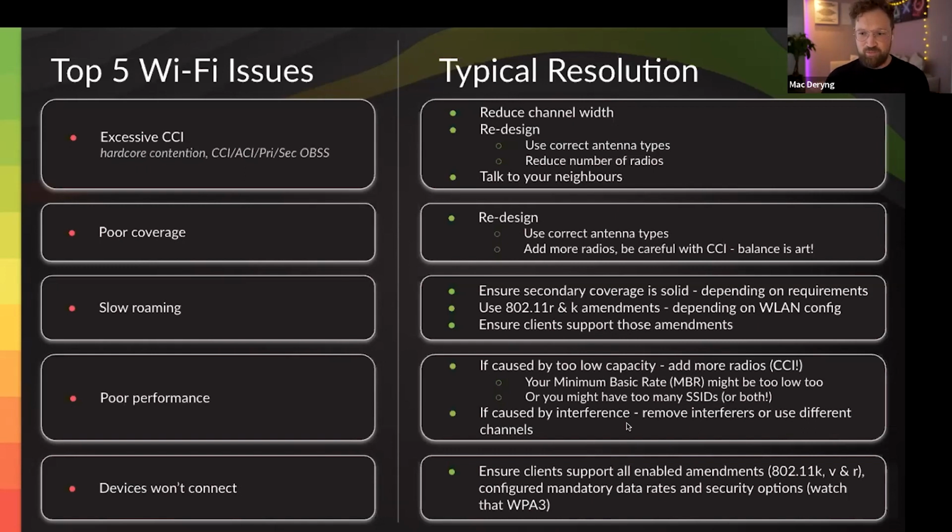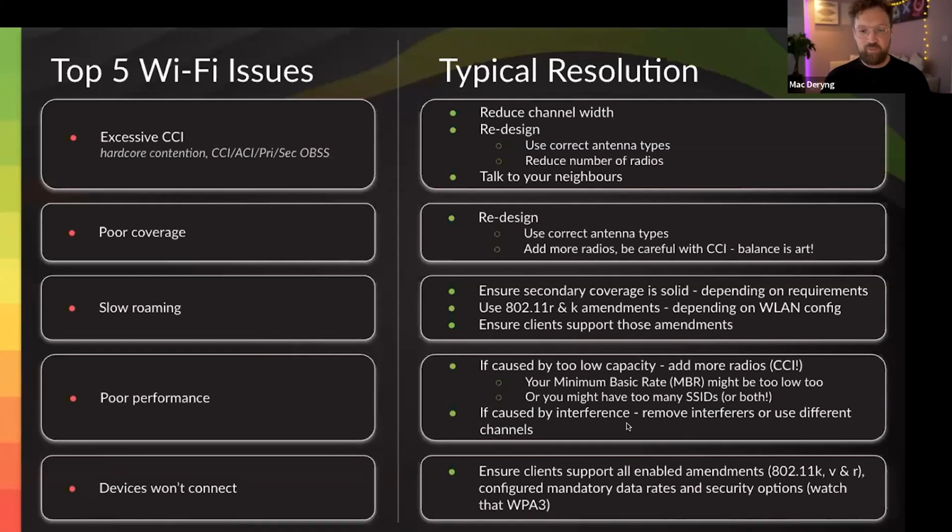802.11k is extremely important, the most important out of all of them. And if you are using 802.1X authentication, then you also want to use 802.11r, so you don't have to talk to the RADIUS server in the backend every time you roam between APs. Additionally, you must ensure that all your clients support all those amendments.